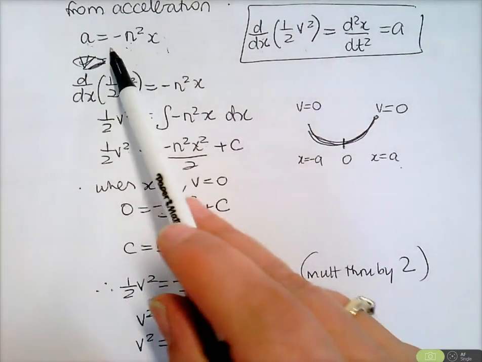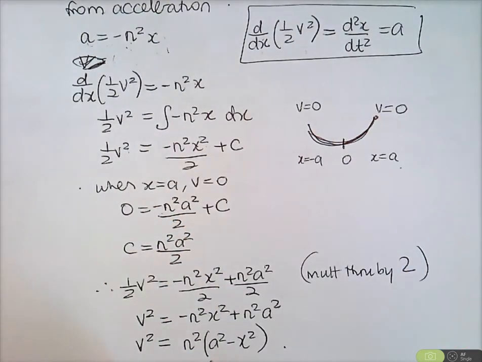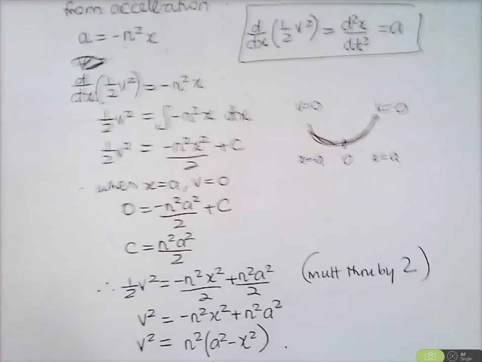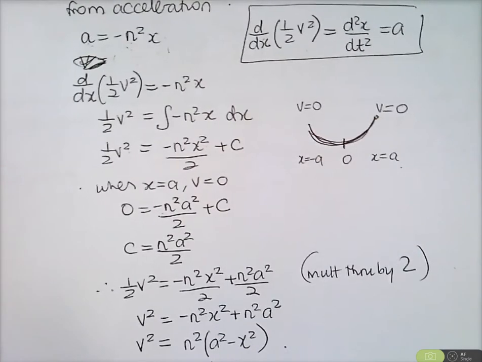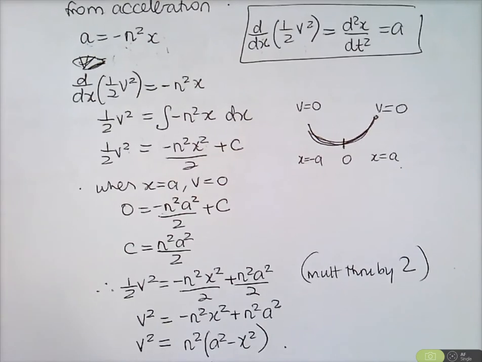Start from a equals negative n squared x and derive that result. You have to know how to derive v squared equals n squared times a squared minus x squared from the original cos equation, and you have to know how to derive a equals negative n squared x minus b, or a equals negative n squared x. All right? I think that's it for what you can be.